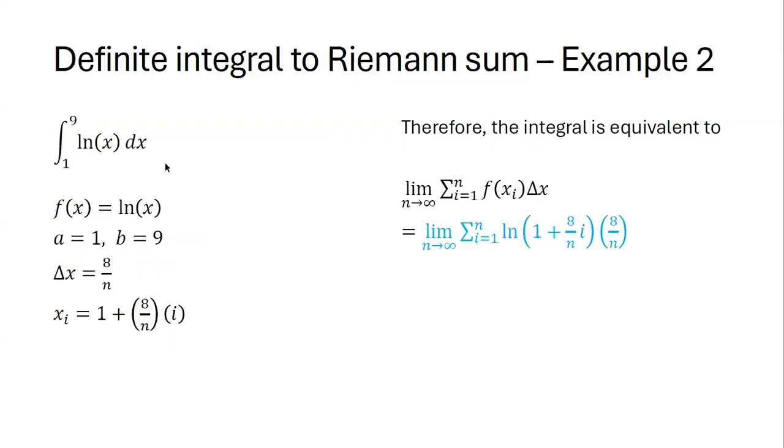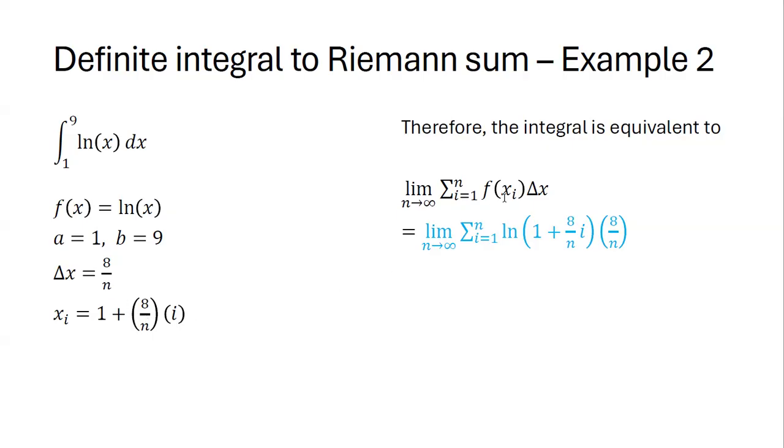All right, number 2, we have natural log here. Integral from 1 to 9 ln of x dx. Okay, so we get the pieces again. f of x is natural log function. a is 1, b is 9. Calculate delta x, which is b minus a over n, which is 8 over n. And then we find x sub i afterward. That's 1, a is 1, plus delta x, which is 8 over n, times i.